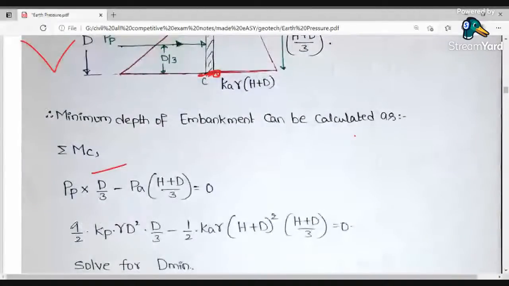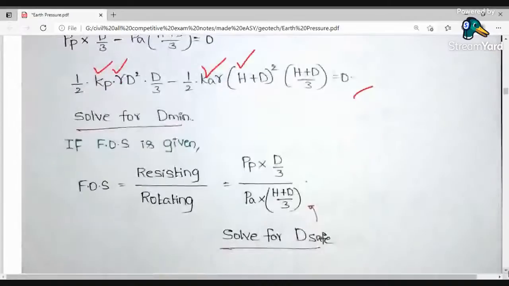So now substitute the value of PP, which is half of Kp gamma d square into d by 3, minus half of K gamma h plus d square into h plus d by 3. From here I know the value of h from the soil parameter. I can determine K1, gamma I know, Kp I know, the only unknown is d, so we can solve for d.